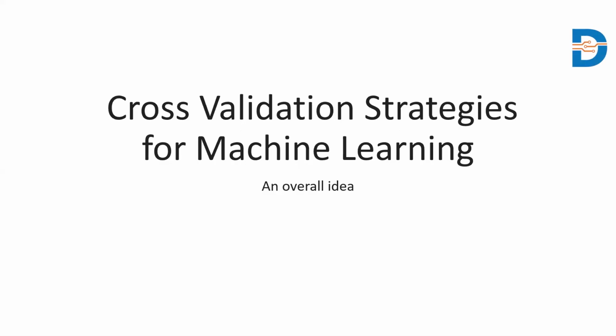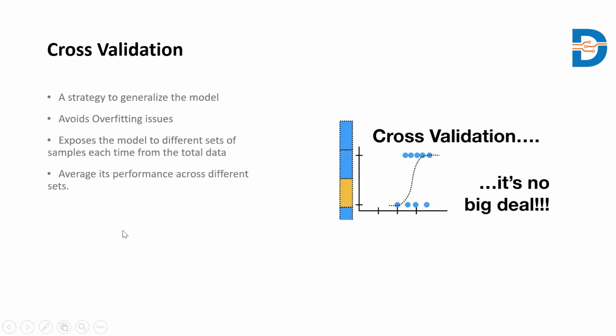Hi everyone. Today let us talk about cross-validation strategies for machine learning. So this is to give an overall idea of what cross-validation is. Cross-validation is a strategy to generalize a model.